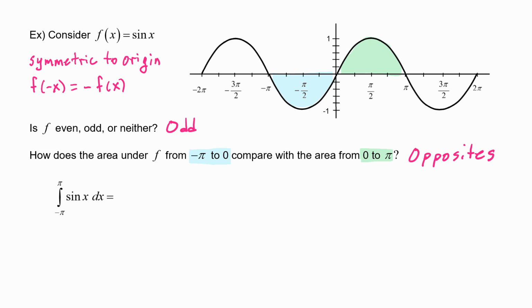And so that's why the integral from negative pi to pi of sine of x dx is going to be 0. And the reason is because sine is an odd function. When the limits of your integration are a symmetric interval and you're integrating an odd function, the area to the left of the y-axis is going to cancel out the area to the right of the y-axis, and your integral is going to be 0.